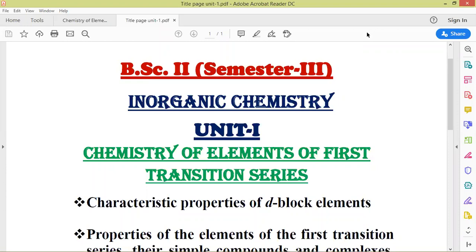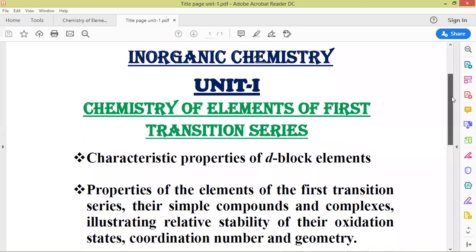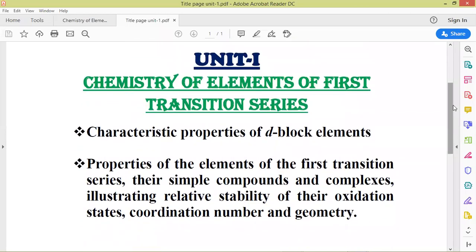So this is our sixth class on your first unit of semester third syllabus of inorganic chemistry, that is chemistry of elements of first transition series. So we were discussing the binary compounds and coordination complexes of different elements of 3d series of d block. So we have already discussed scandium, titanium, and vanadium.